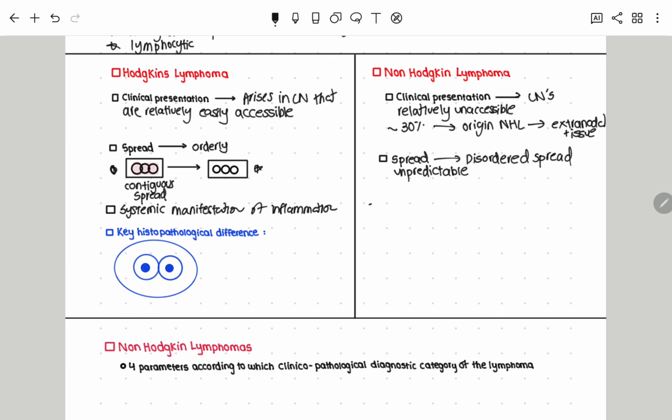Whereas in the case of non-Hodgkin's lymphoma, this is relatively rare or usually not seen. Because of how these cancers and each of these lymphomas spread, Hodgkin's lymphoma has a predictable response to treatment, whereas because of the diversity that exists in non-Hodgkin's lymphoma, the response to treatment is unpredictable.